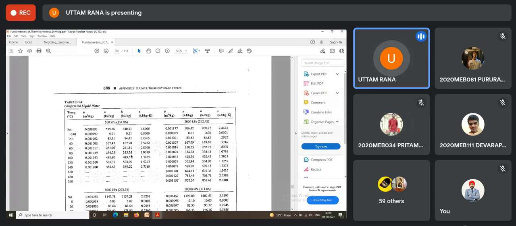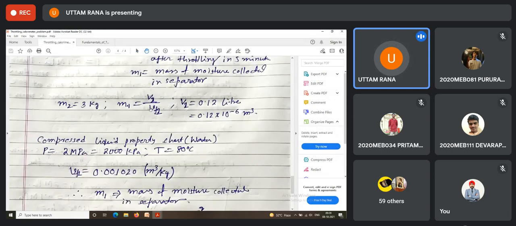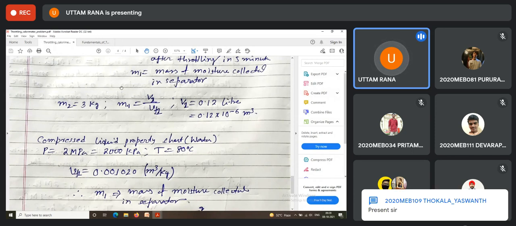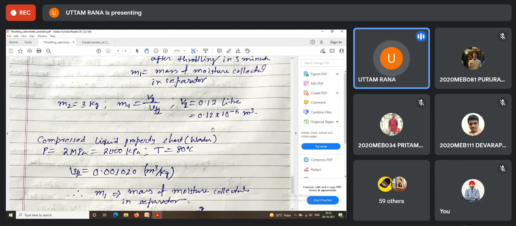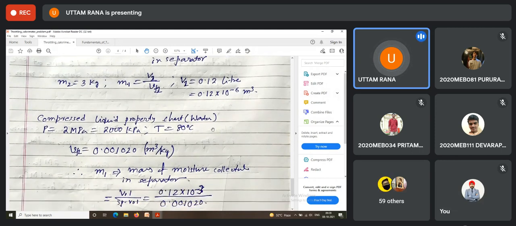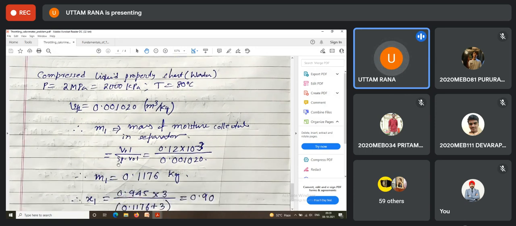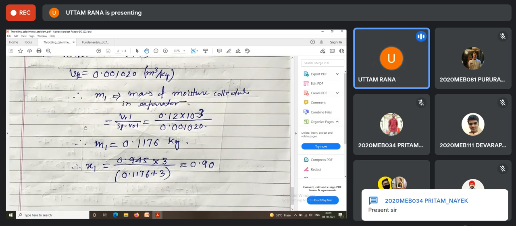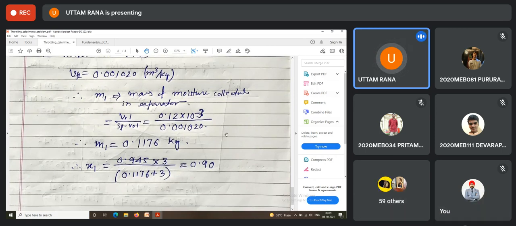Yes, sir. So you look at the corresponding value of vf, which is basically 0.001028 meter cube per kg. Once you know this value of specific volume, you divide the volume by the specific volume to get the mass at state M1. So M1 will be equal to V2, which is 0.12 liter, that is 0.12 times 10 to the power minus 3 meter cube, divided by the specific volume. Once you get the mass M1, you can calculate the value X1, which is basically 0.90. So that is the quality of the steam which is required.